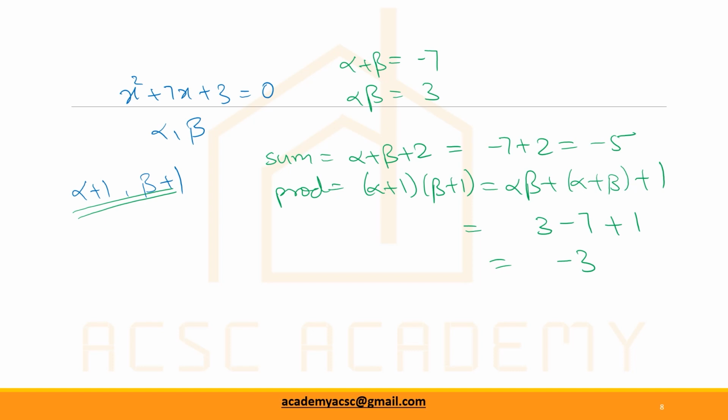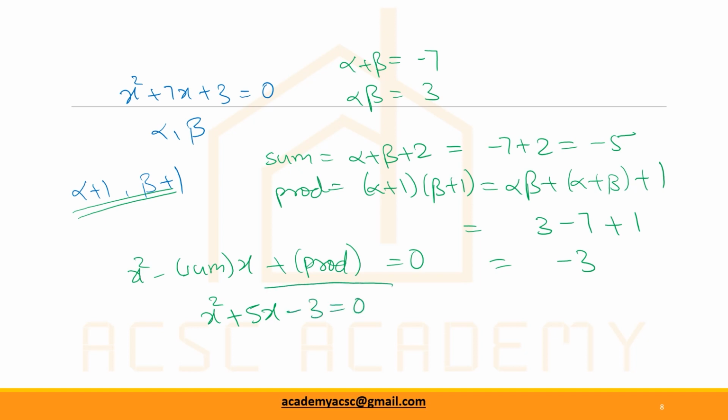Now when we know the sum and product of the roots, we can find the equation as x squared minus (sum of roots) into x plus product of roots equal to 0. That will be the equation. So we get x squared minus, what is the sum we got? Minus 5. So minus of minus 5 gives plus 5x, and plus the product. What is the product? Minus 3. So this will be the quadratic equation whose roots will be alpha plus 1 and beta plus 1.